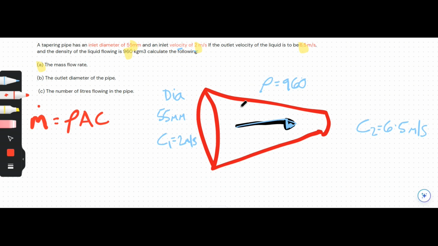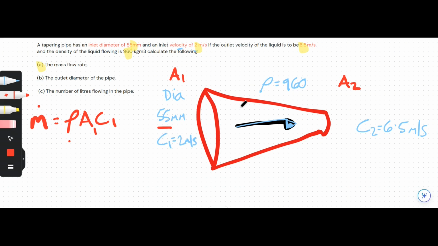Okay, so we know the density, tick. We know C1 because it's 2, and we know A1 because A1 is the area coming in. So that's A1 over here. We know that because we can find it from this diameter. We don't know A2, so we can't use that. And don't forget the mass flow rate is the same in and out. Whatever it is, it's constant.